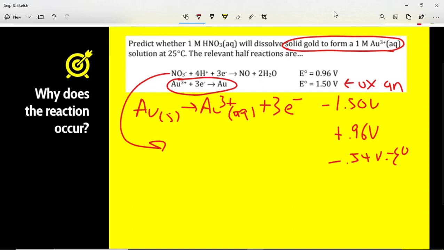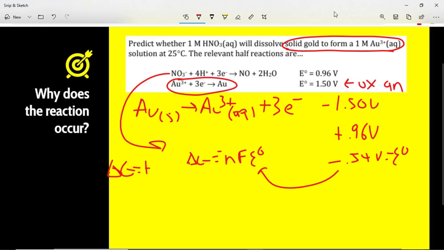Okay, so it gives us a negative value. So if we plug that into our Nernst equation, right, negative value here times a negative value gives you a positive delta G. Remember that with a positive delta G, reactions are not spontaneous. Okay, again, positive delta G for that reaction, not spontaneous.